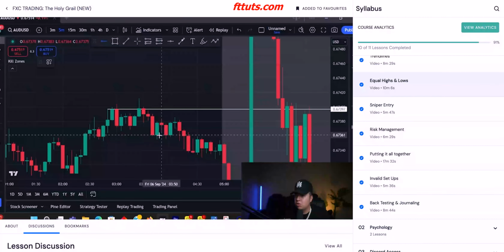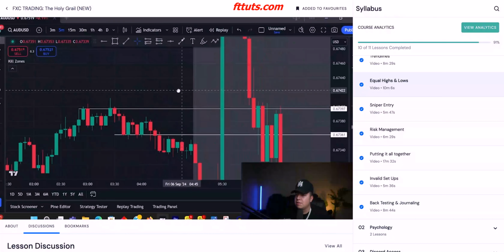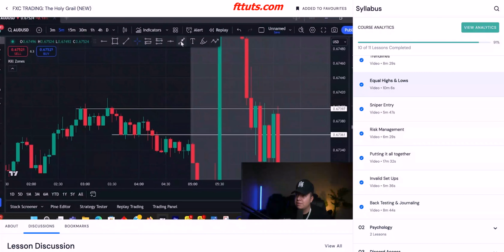You can see equal lows right here under it. Look at these equal lows. Same height, right? This is what we want to see right here. These 2 candles and these 2 candles are equal lows.